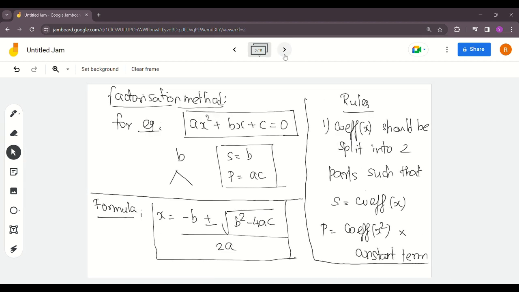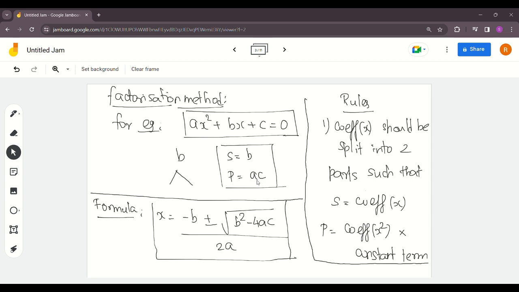For the factorization method, I have written the rules, the same rules I wrote in the polynomials chapter. The coefficient of x should be split into two parts such that the sum is always the coefficient of x and the product is always the coefficient of x square multiplied by the constant term. S means sum, P means product. If you take this equation, the coefficient of x is b. It should be split in two parts such that the sum is always b and the product is always the coefficient of x square multiplied by the constant term. So the product should be ac. This is how you have to solve it.